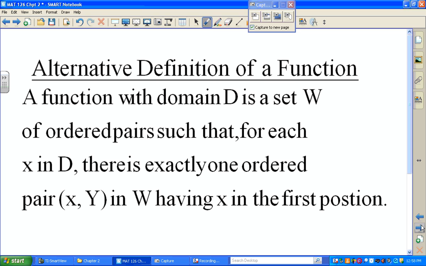What is this? The alternative definition of a function. This must be a big deal if I took this much time to type it out. A function with domain D is a set W of ordered pairs such that for each x, there's a pair x and y with x in the first position. Yeah, I'm not big on this. Anytime it says alternative, I'm not big on it. I think you can omit these. They didn't have alternative definitions when I was a student. There's just one definition, and off you went. You didn't have the option of learning more than one. If you want to grind it out, you can, if you think it might be kind of cool.